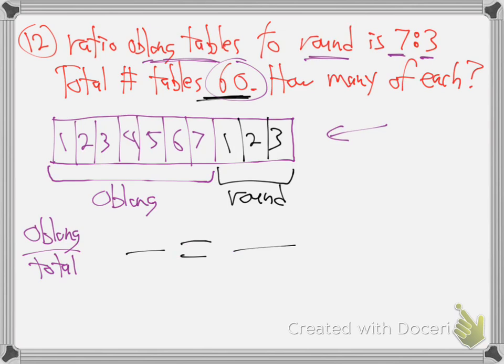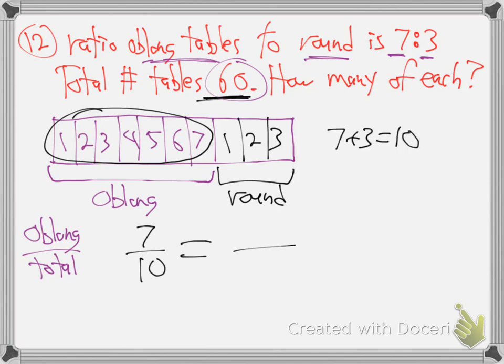So according to the fraction bar, what is oblong to total? 7 oblong to how many total? 10, right? This is 7 plus 3, 10 total sections in the fraction bar. 10's the total. So 7 out of every 10 are oblong tables. Where does the 60 go? The bottom, because I happen to put total on the bottom. 60 goes on the bottom. So then the top over there is my x.